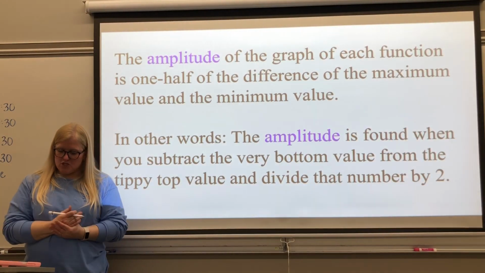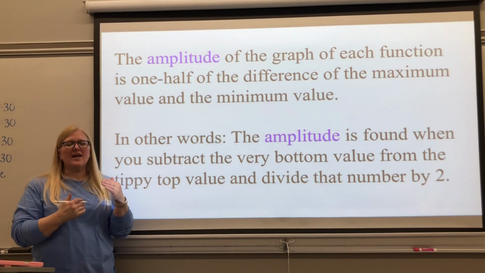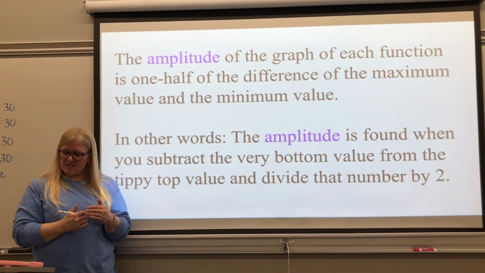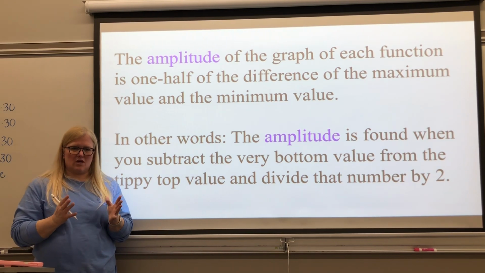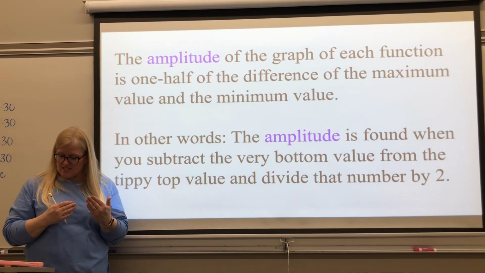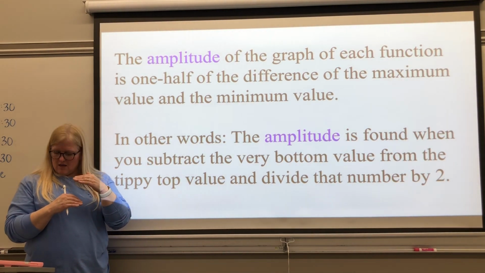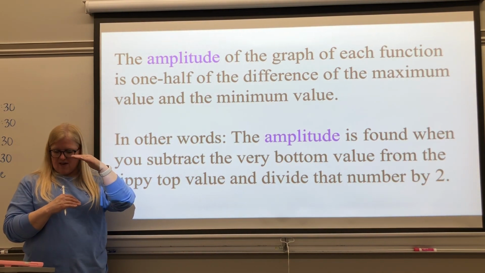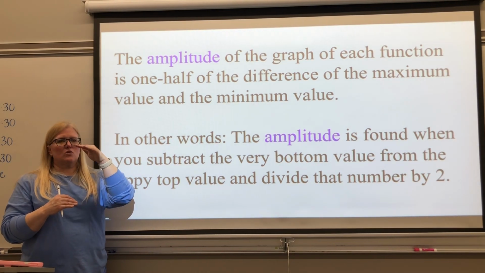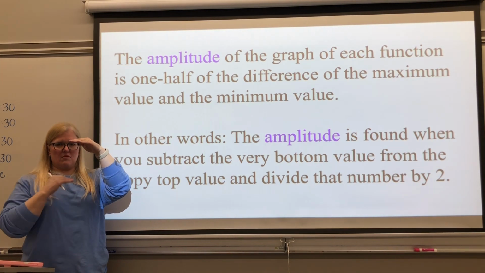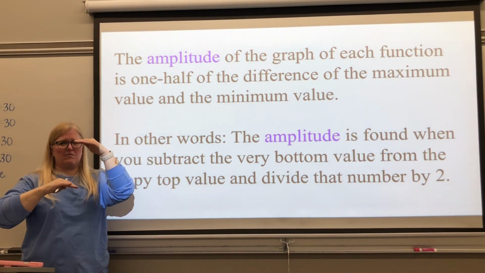All right, amplitude. The amplitude of the graph of each function is 1/2 of the difference of the maximum value and the minimum value. Okay, that sounds really complicated. So in other words, the amplitude is found when you subtract the bottom value from the tippy top value and divide that number by 2. So it's the y value, the top one, the bottom one, you subtract the bottom one from the top one, the y value, and then you divide it by 2.